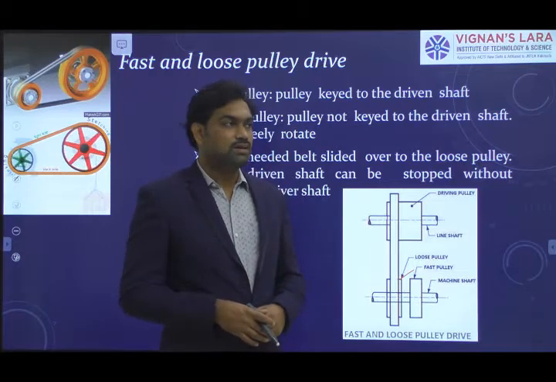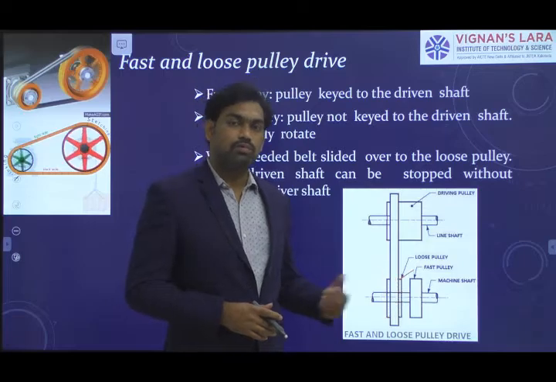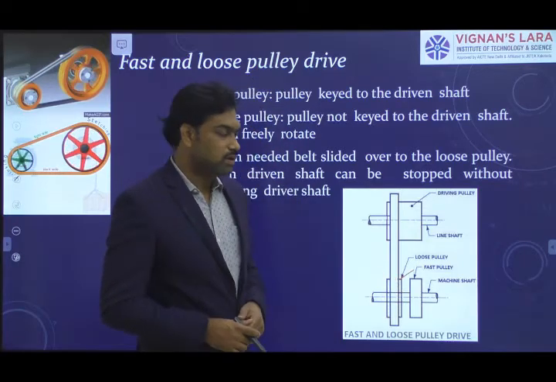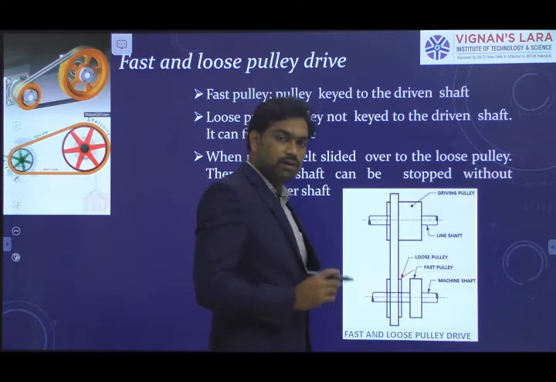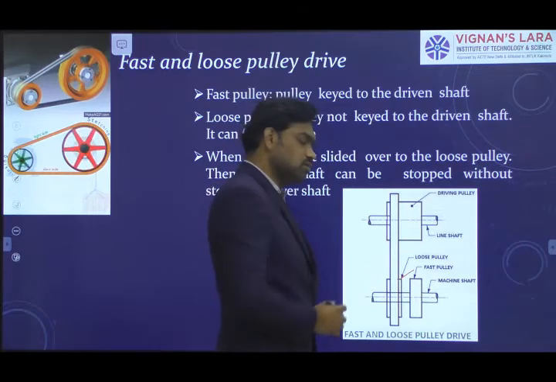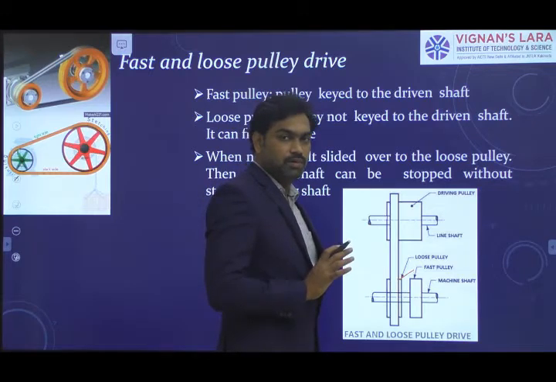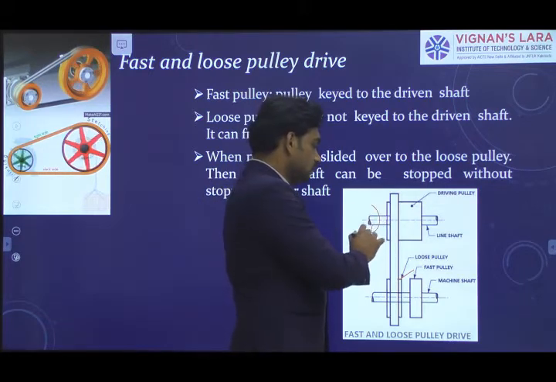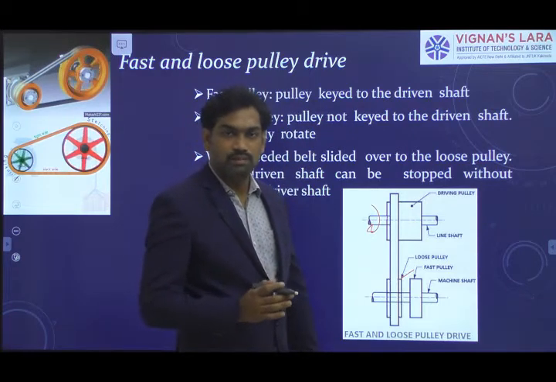In this case, we provide a larger pulley on the driving member and two pulleys on the driven member. One of the pulleys, we call it the fast pulley, is rigidly keyed, and the second one is the loose pulley, which rotates freely upon the driven member. Whenever the driving member rotates, it will be in rotating motion; we don't stop the driving member.